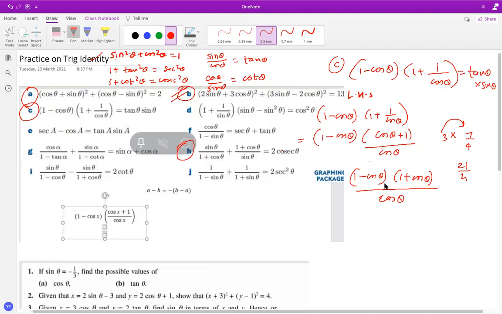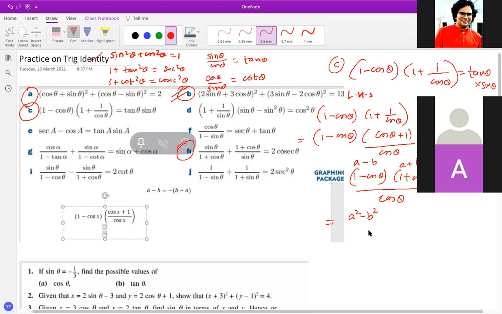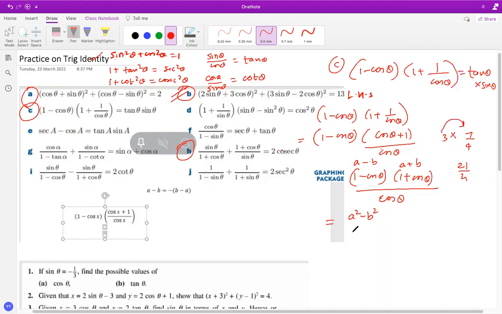So now here what you do is you simply multiply the two brackets, 1 minus cos theta and 1 plus cos theta. You open the bracket. So it's like a minus b, and this is a plus b. So you can make it a squared minus b squared. So when you do a squared minus b squared, what we get is 1 squared minus cos squared theta over cos theta. So 1 minus cos squared theta is nothing but sine squared theta over cos theta.